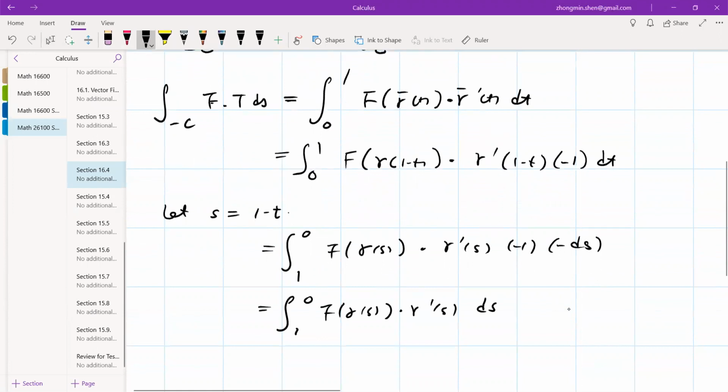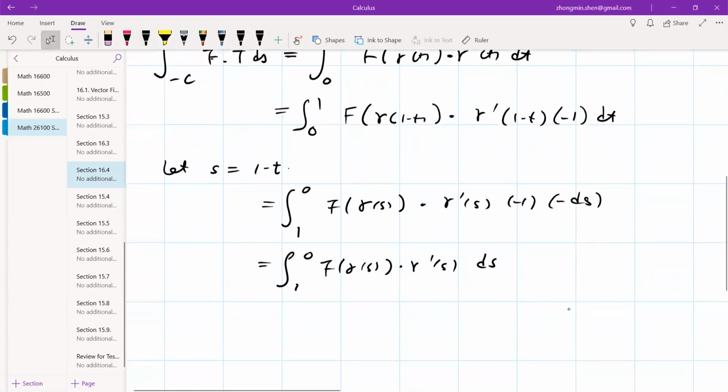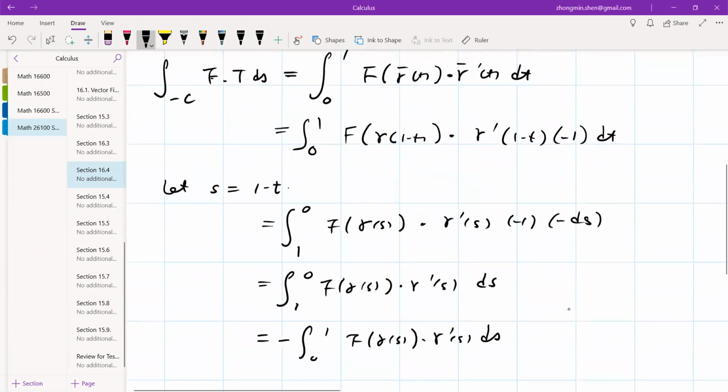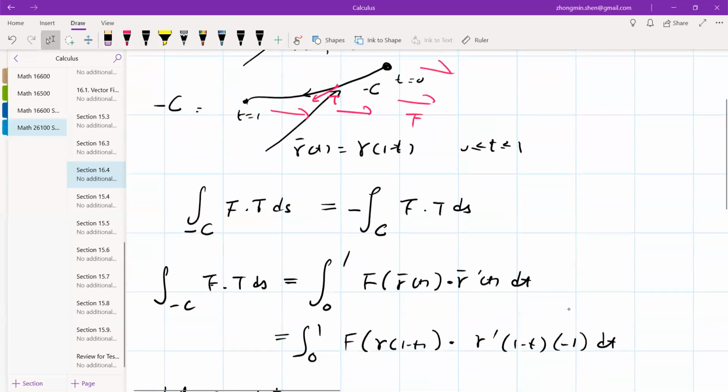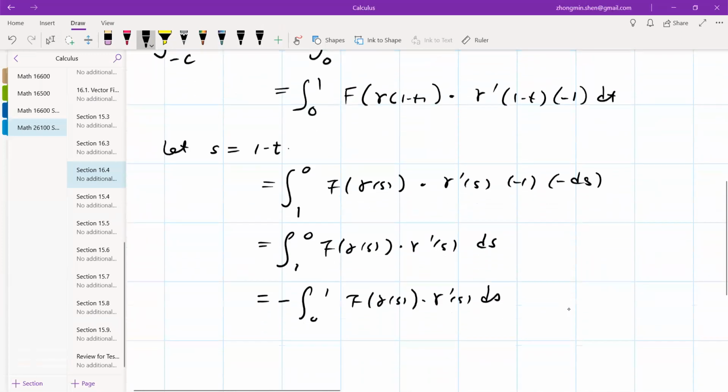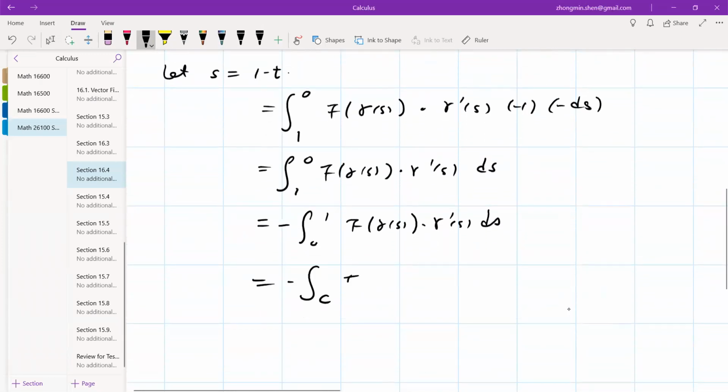But the interval here is from 1 to 0, so if I change it, I get a negative sign. Now this is nothing but the line integral, the first one, from this point to that point, with orientation from left to right. So this is going to be denoted by negative the integral over C of F dot T ds.